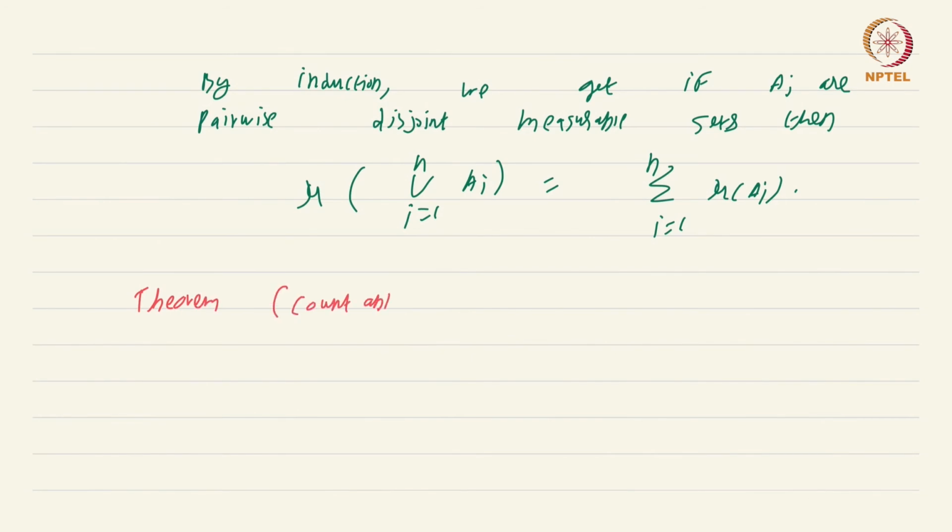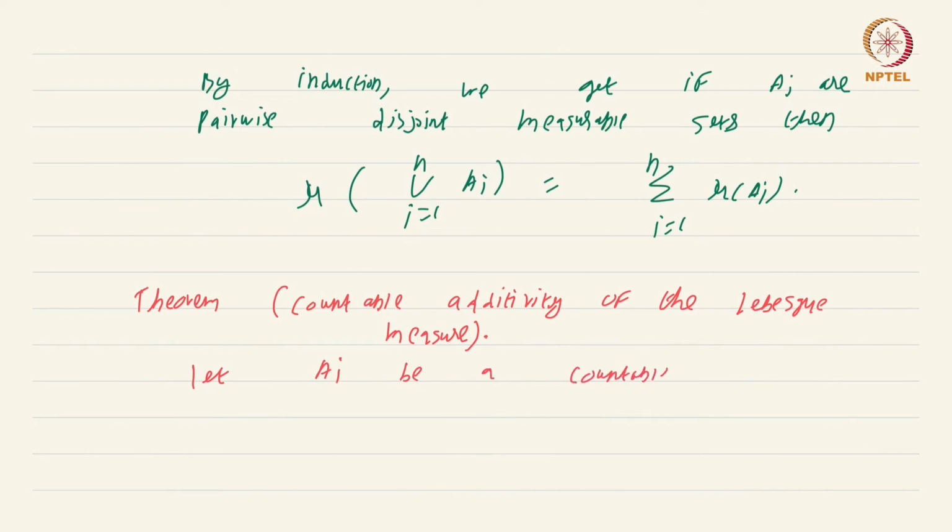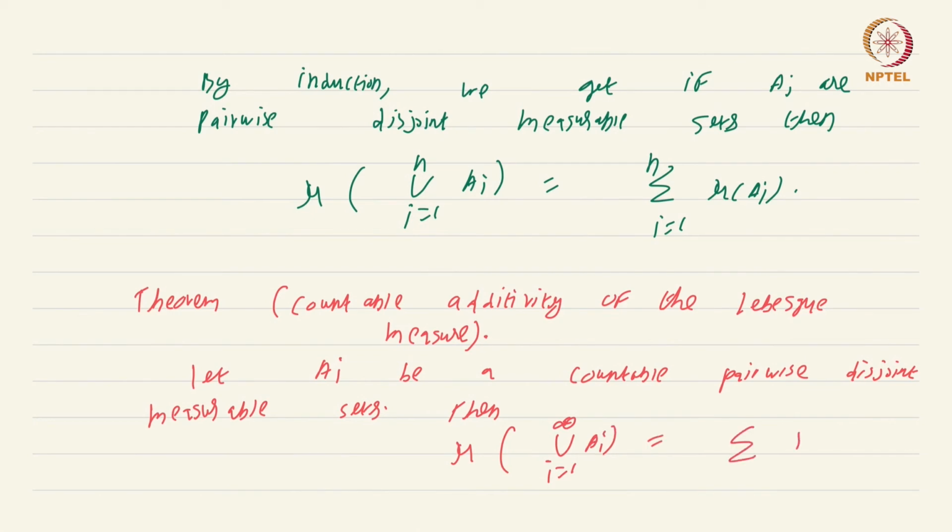This is the countable additivity of the Lebesgue measure. So it states the following: let Ai be countable pairwise disjoint measurable sets. Then mu of union i equals 1 to infinity Ai is just summation mu of Ai, i running from 1 to infinity. So we have countable additivity of the Lebesgue measure. Proof, and all of these proofs are just standard, somehow try to apply a convergence theorem.